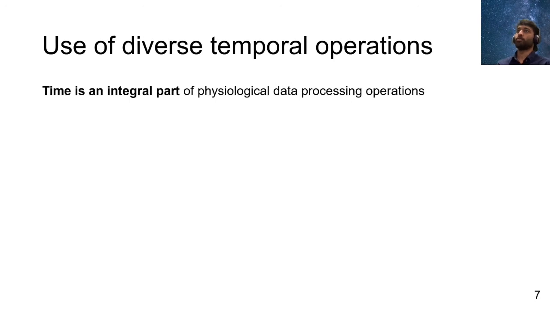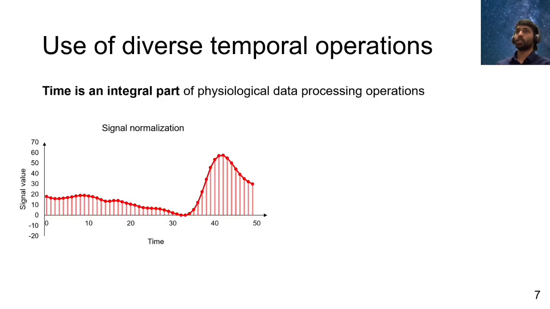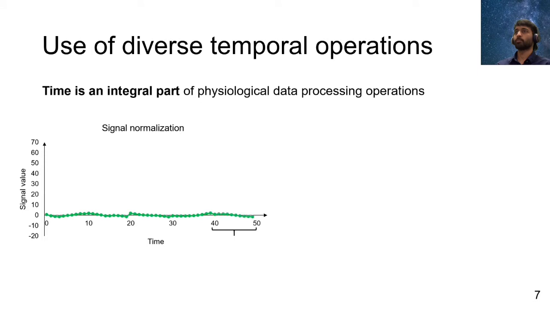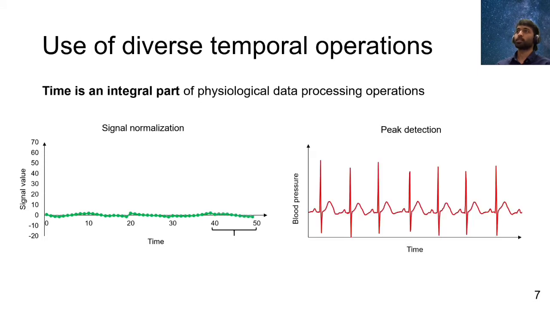Second, physiological data processing pipelines are composed of a wide variety of temporal operations. To give an example, a sliding window-based signal normalization is a commonly used operation to deal with noise in the signal stream. A more complex example would be running peak detection algorithms on top of blood pressure or ECG signals to identify patients' heartbeat.